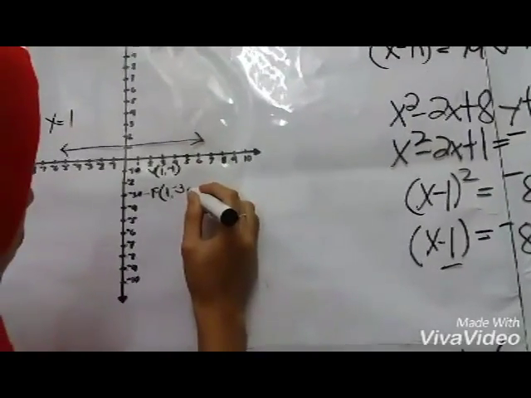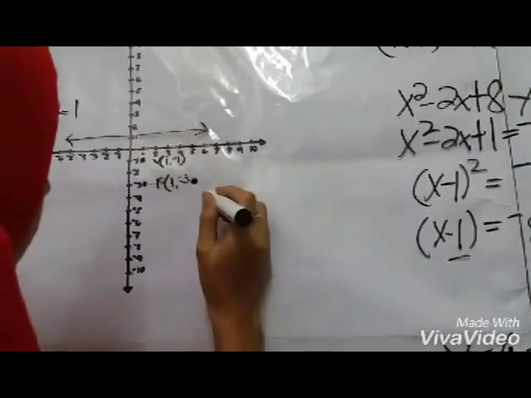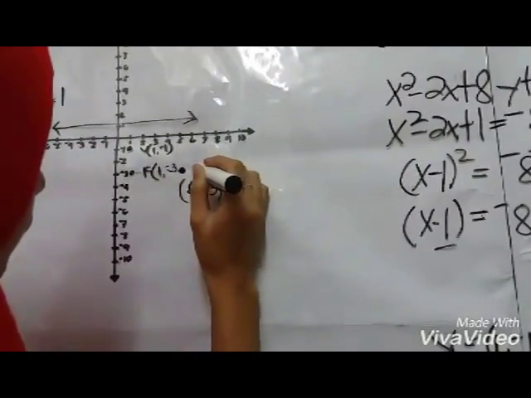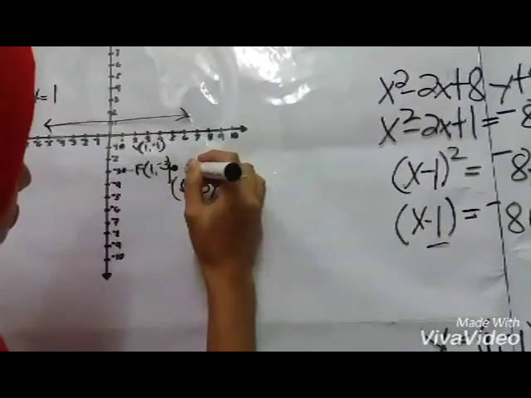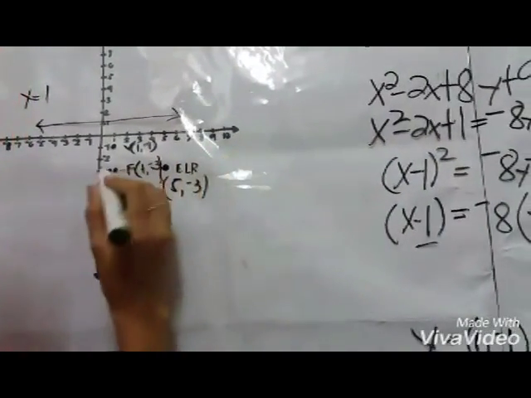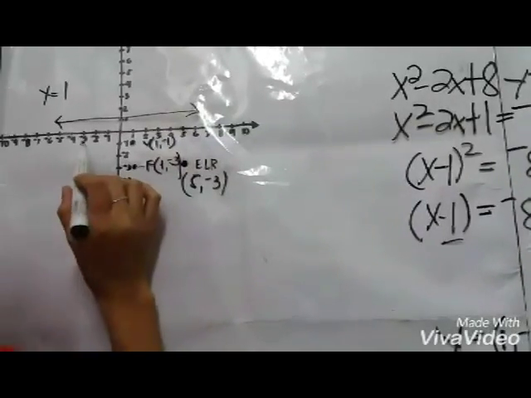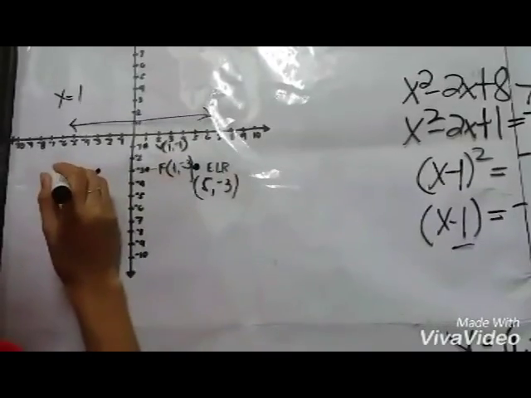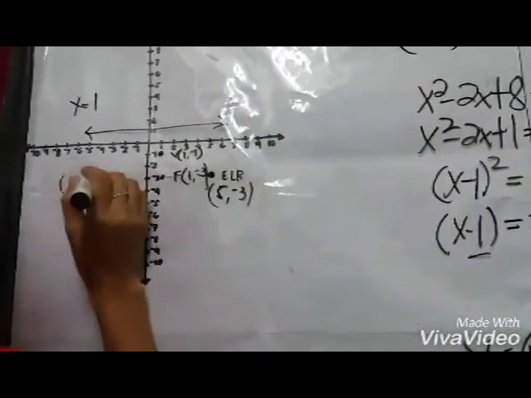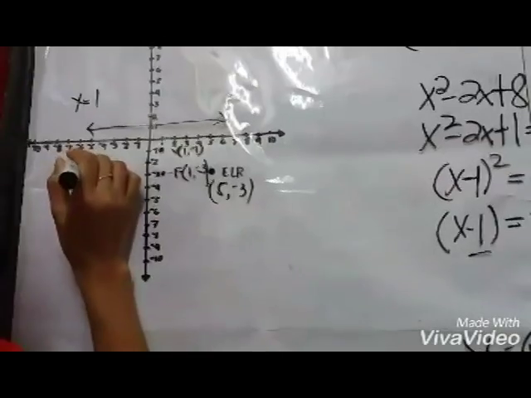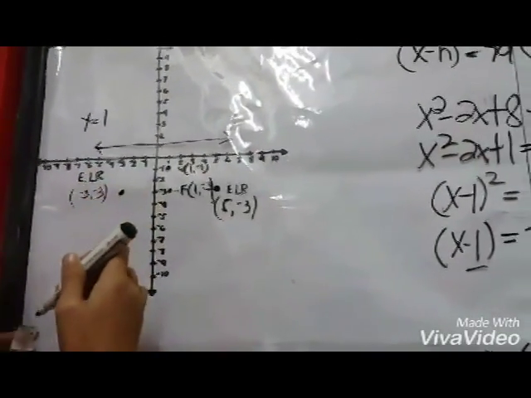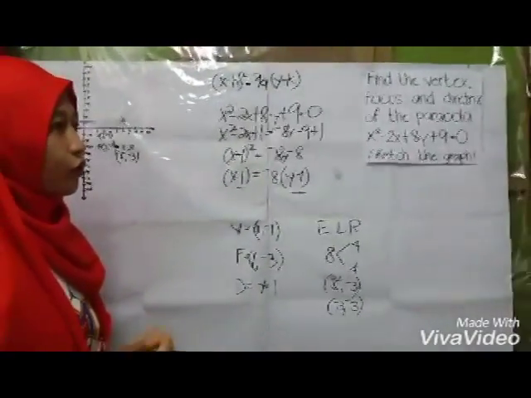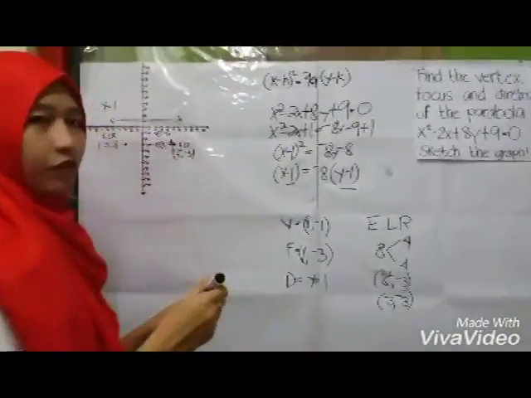So at (5, -3) and (-3, -3). This is now our equation of the parabola given x squared minus 2x plus 8y plus 9 is equal to 0.